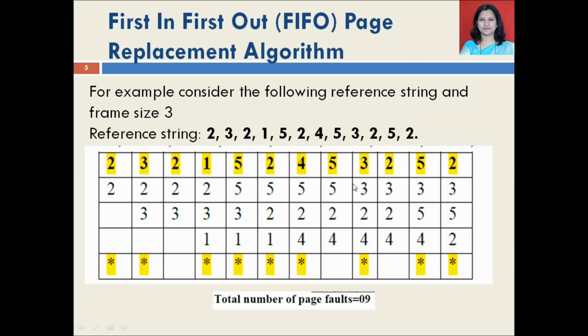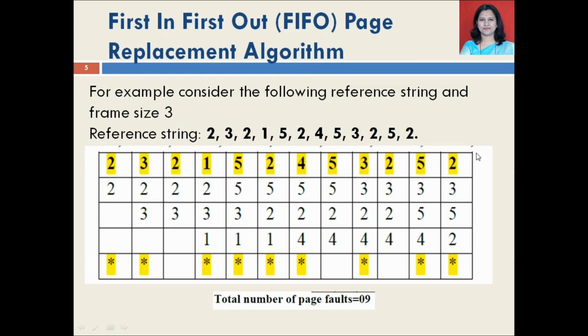5 will get replaced with the 3. So it will become the 3, 2 and 4. Now next we have to place the 2. 2 is already there, so again there will be no page fault. Next is 5. To place this 5, the oldest page among these will be the 2, so 2 will get replaced with 5 and it will become the 3, 5 and 4.